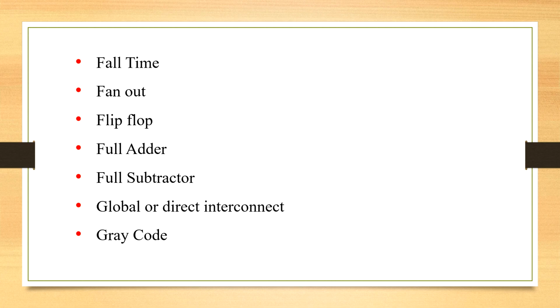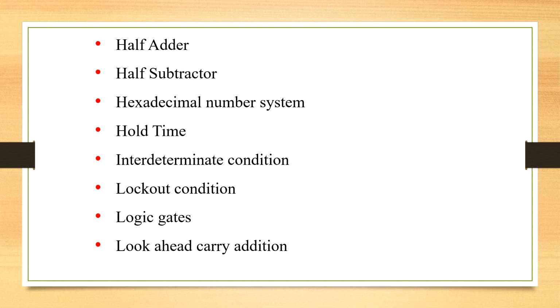Next one, gray code. It is a special case of unit distance code. In unit distance code, bit patterns for 2 consecutive numbers differ in only 1 bit position. These codes are called cyclic codes. Next one, half adder. The logic circuit which performs the addition of 2 binary digits and produces a sum and a carry output is called a half adder. Next one, half subtractor. It is a combinational circuit that subtracts 2 bits and produces the difference. It also has an output to specify if a 1 has been borrowed.